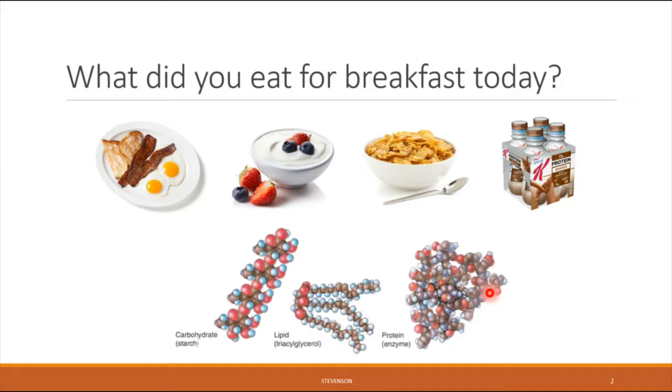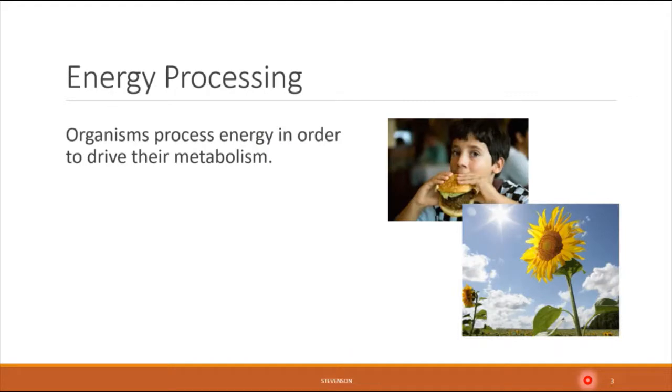And as a living organism, you need energy. This is one of the characteristics that unifies living organisms and that we talked about in our first chapter. Energy processing is one of the characteristics that all living organisms possess. And the reason why living organisms need to process energy is in order to drive their metabolism.